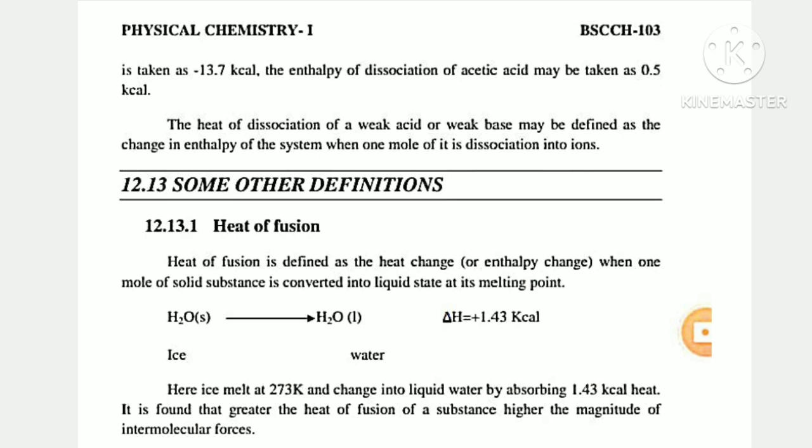Some other definitions. Heat of fusion. Heat of fusion is defined as the heat change or enthalpy change when 1 mole of a solid substance is converted into liquid state at its melting point. Here ice melts at 273 Kelvin and changes into liquid water by absorbing 1.43 kilocalorie of heat. It is found that the greater the heat of fusion of a substance, the higher the magnitude of intermolecular forces.